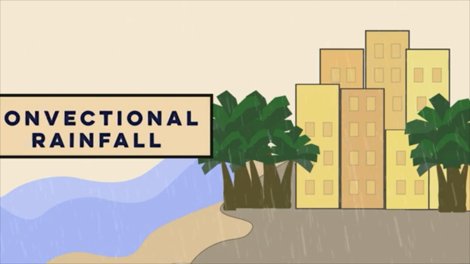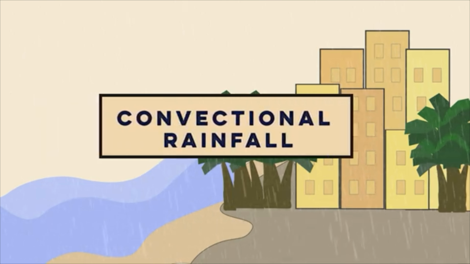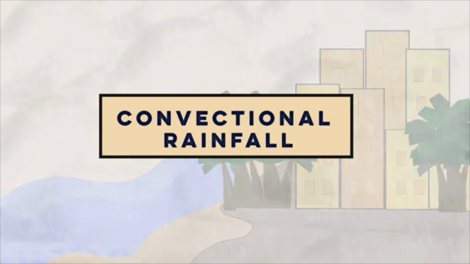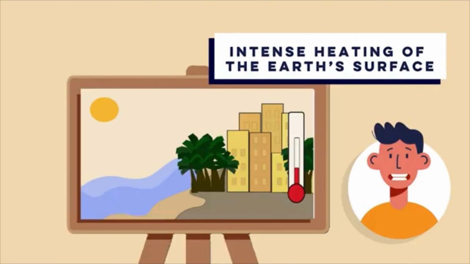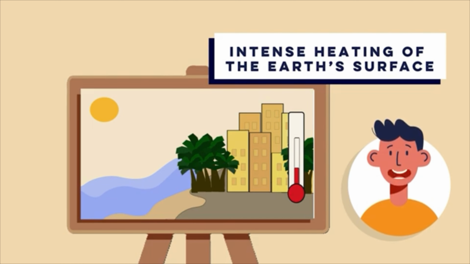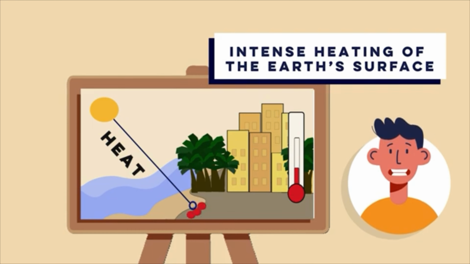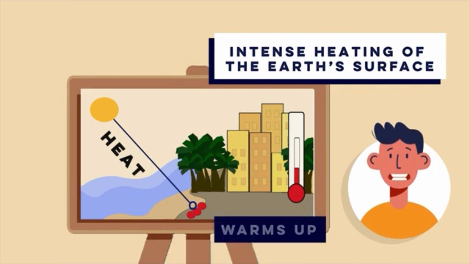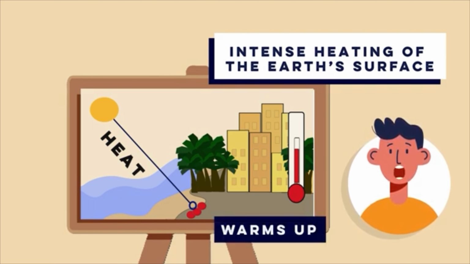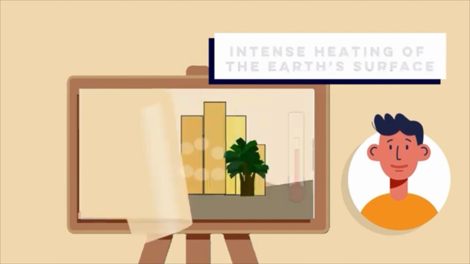Today, we're going to explore convectional rainfall, a type of rainfall commonly experienced in hot climates and during summer months in temperate regions. It might sound complicated, but I'll break it down into some easy to follow steps. Step 1 is intense heating of the Earth's surface. Convectional rainfall occurs when the sun heats the Earth's surface, particularly in tropical regions and during summer in temperate zones.